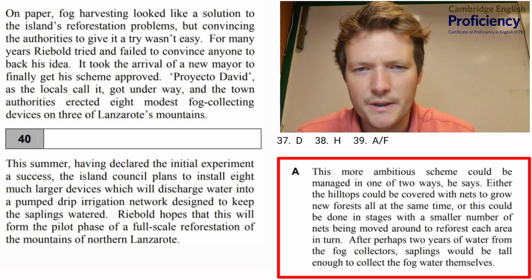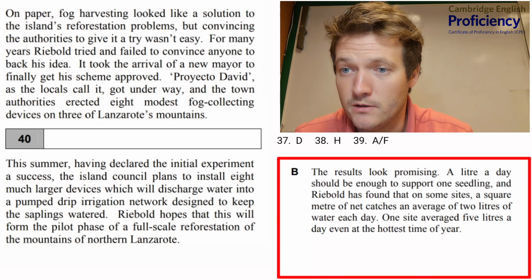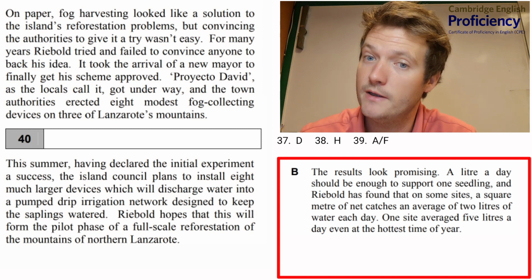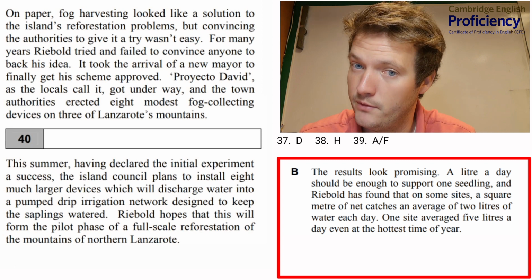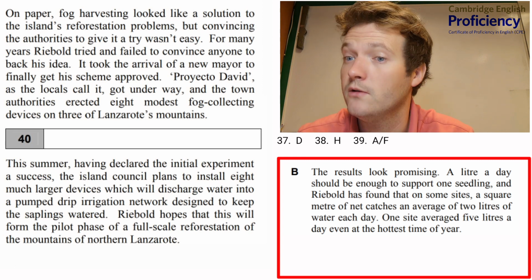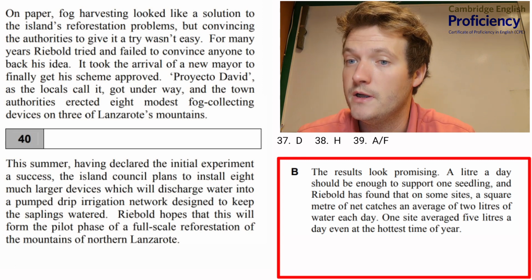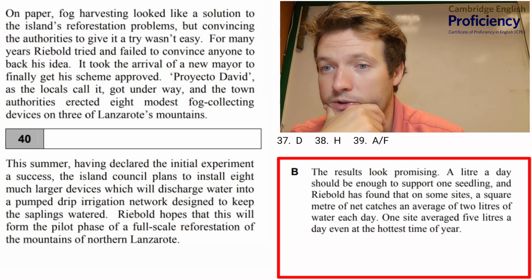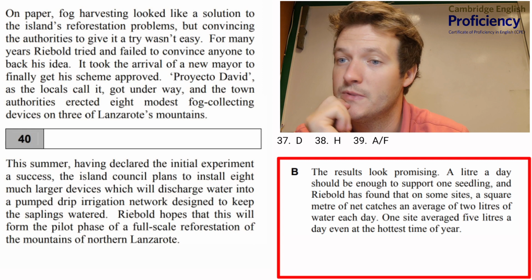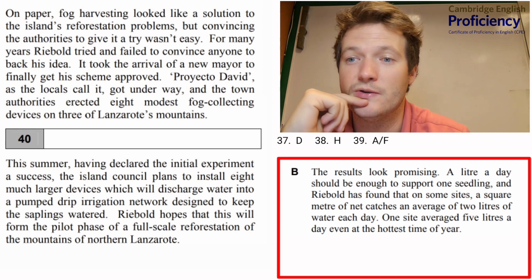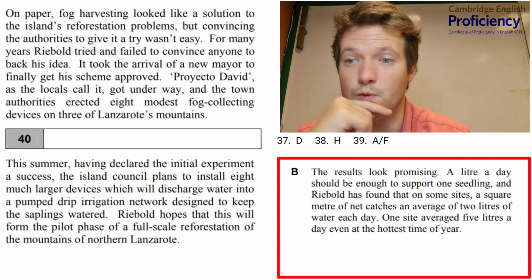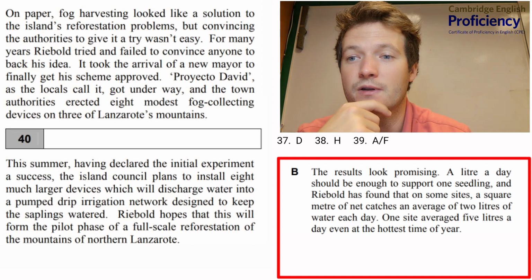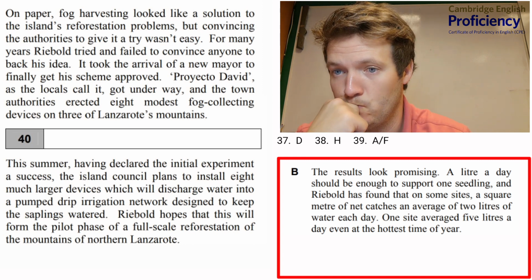What about B? The results look promising. Okay. From the fog collecting devices that they've put up on the mountains, the results look promising. A litre a day should be enough to support one seedling, and Rybold has found that on some sites, a square metre of net catches on average 2 litres of water per day. One site averaged 5 litres a day, even at the hottest time of the year.